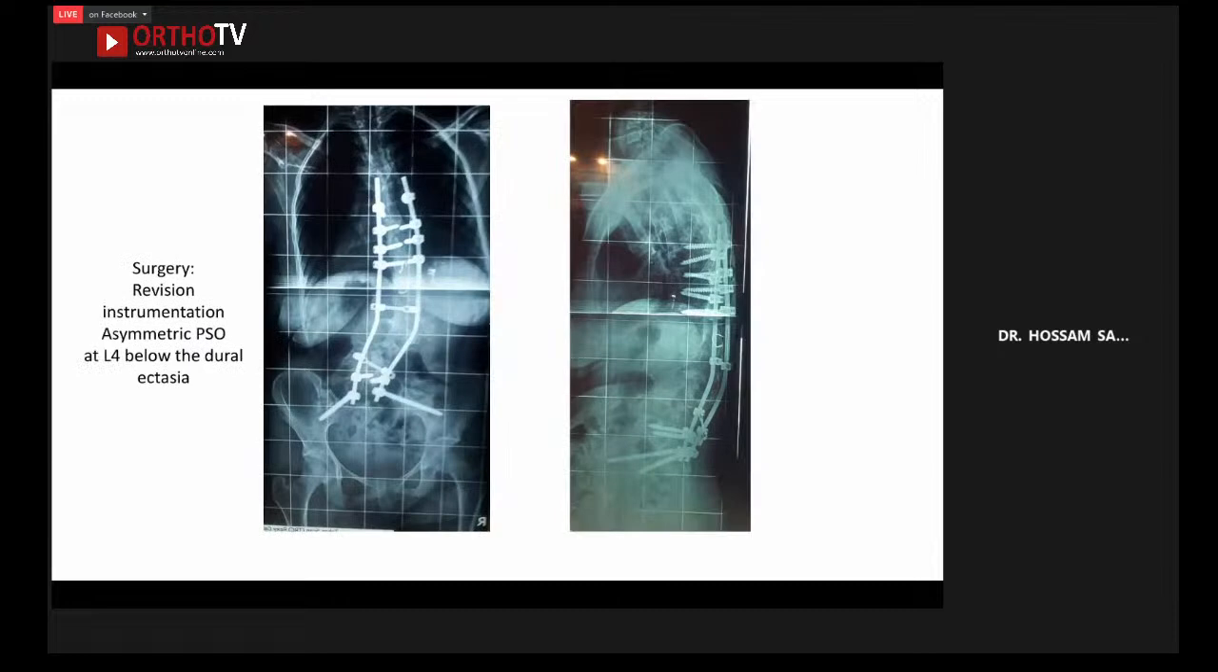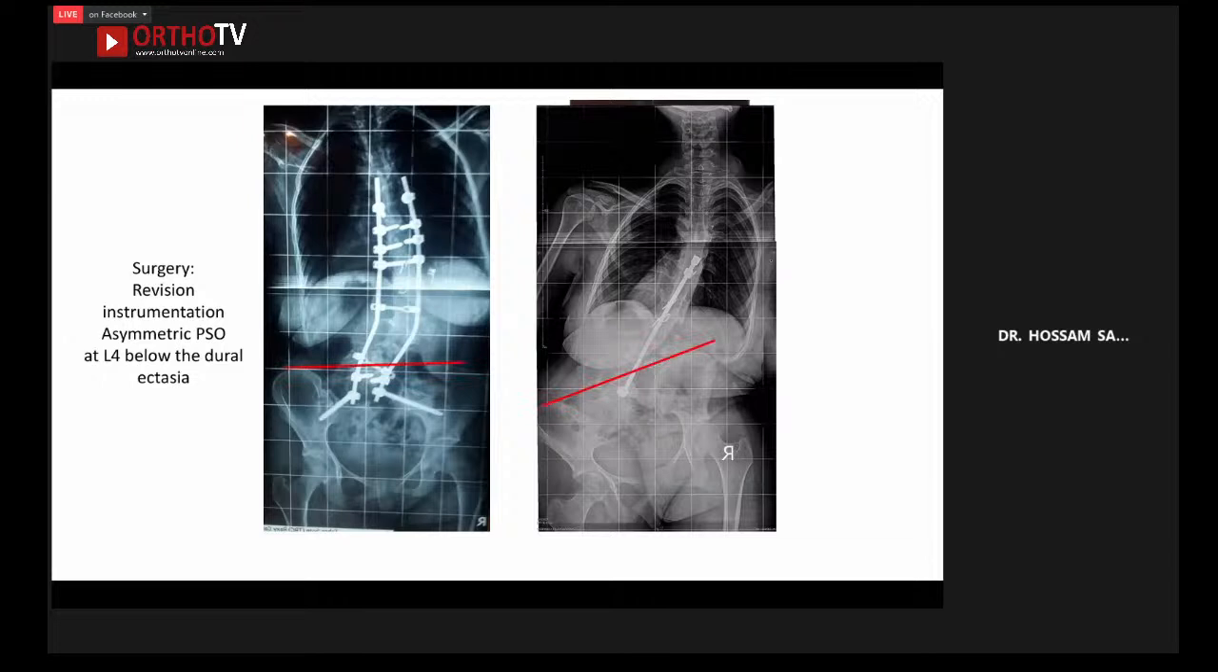We did a revision surgery, an asymmetric PSO, sacroiliac and iliac screws at the pelvis, doing the osteotomy at L4 below the dural ectasia and extending the screws to the mid-dorsal level and obtaining an acceptable result. And if you look at the pre-op x-rays and you look at the amount of correction of the pelvic obliquity and the amount of correction of the coronal imbalance, that has changed her life.